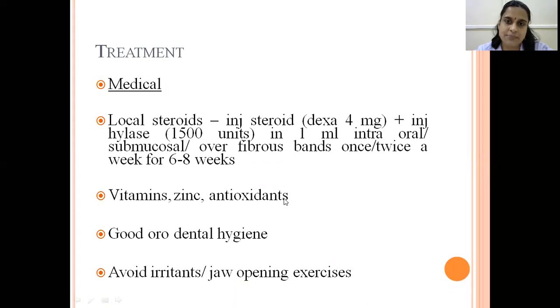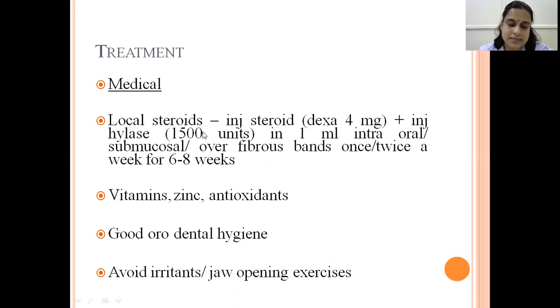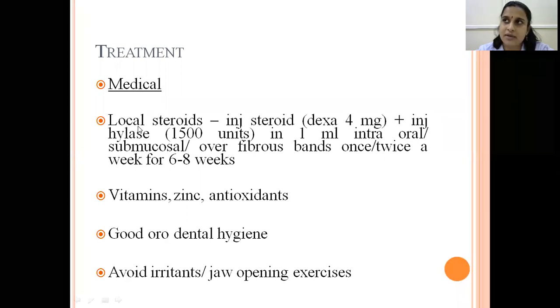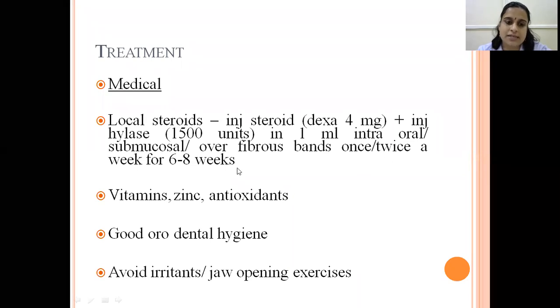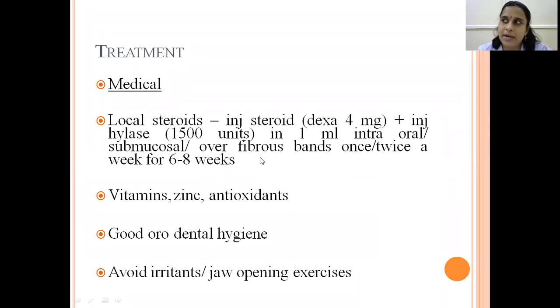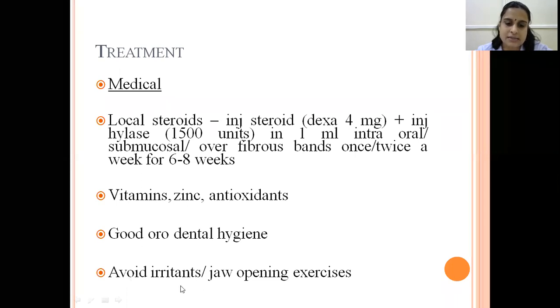So what is the treatment for oral submucosal fibrosis? It is medical management and surgical management. Medically, you have to give local steroids, dexamethasone 4 mg along with Hylase to break down the fibrous tissue, 1500 units in 1 ml intraoral or submucosal over the fibrous bands. Given once or twice a week for 6 to 8 weeks. This is important medical management of oral submucosal fibrosis. Also, because they are malnourished, you have to supplement with vitamins, zinc and antioxidants. Improve the oral hygiene. Avoid the irritants.